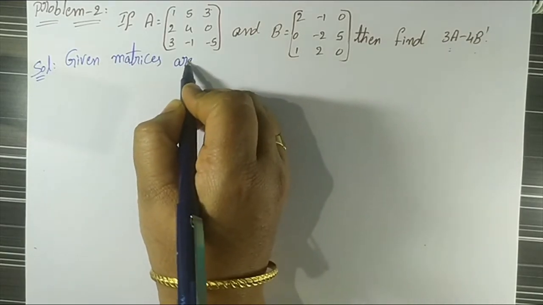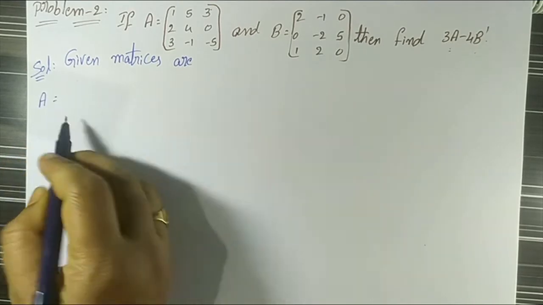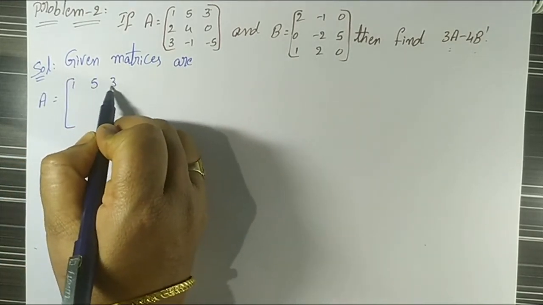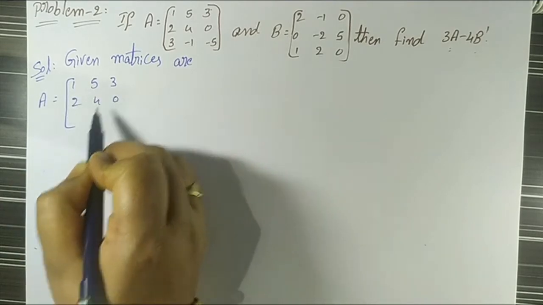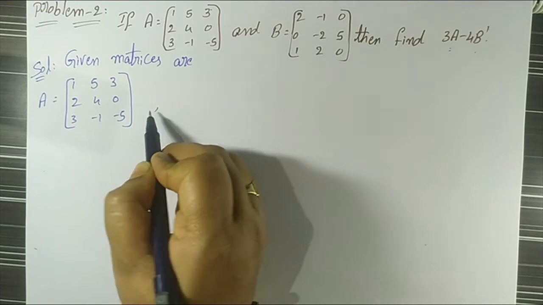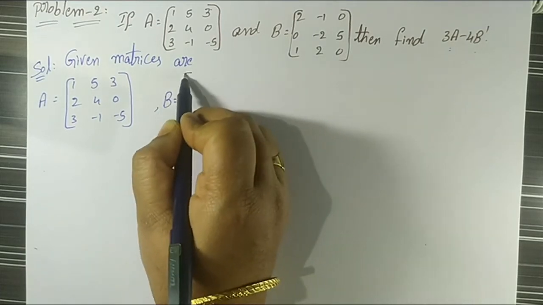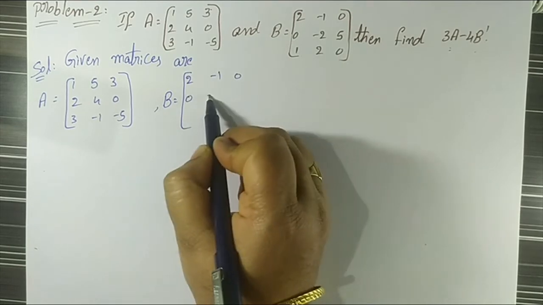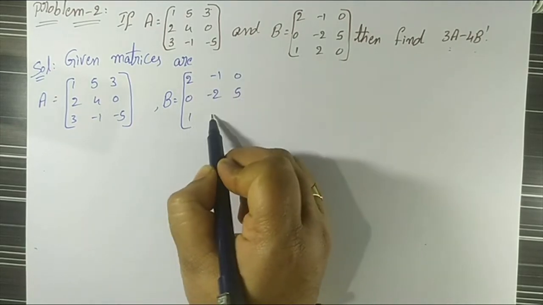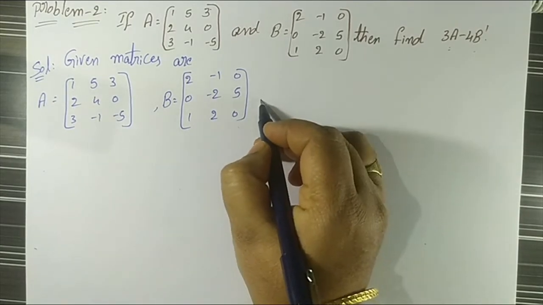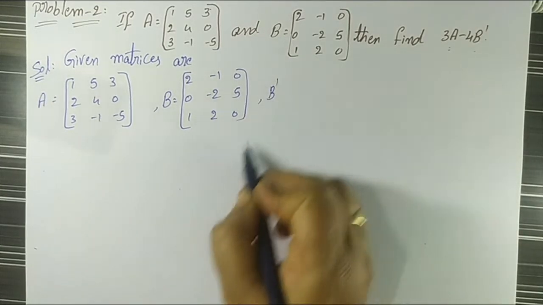Given matrices are A equal to [1 5 3; 2 4 0; 3 -1 -5], and matrix B equal to [2 -1 0; 0 -2 5; 1 2 0]. This is matrix B. By using B we can find B dash.